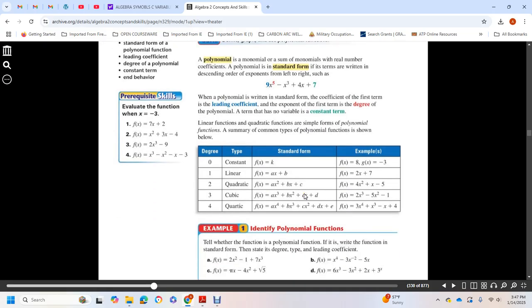A degree 0 constant function has standard form f of x equals k. A linear function has degree 1, f of x equals ax plus b. Degree 2, quadratic, f of x equals ax squared plus bx plus c. Cubic function, f of x equals ax cubed plus bx squared plus cx plus d. Quartic function, f of x equals ax to the fourth plus bx cubed plus cx squared plus dx plus e.